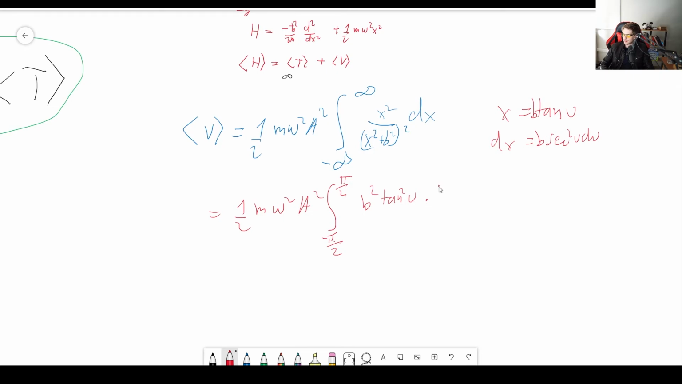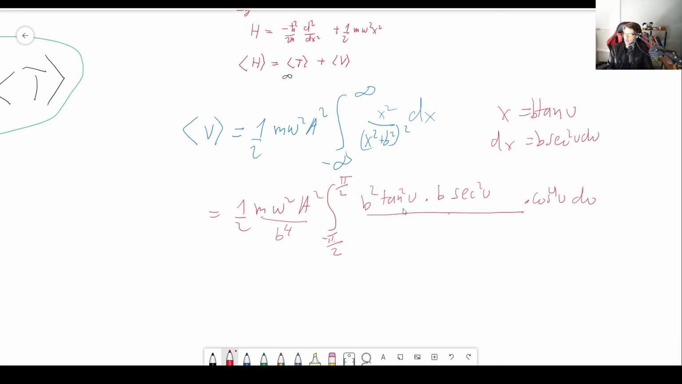Okay, so x squared is going to be b squared tangent squared of u. Then we get times b secant squared of u du. And then we divide by, and here again we have to factor out b squared squared, so we get b to the 4th power. And then we get tangent squared of u plus 1, squared, which means secant squared squared. So basically secant to the 4th power, which is of course 1 over cosine to the 4th power. So basically we multiply by cosine to the 4th power. The du is already there.